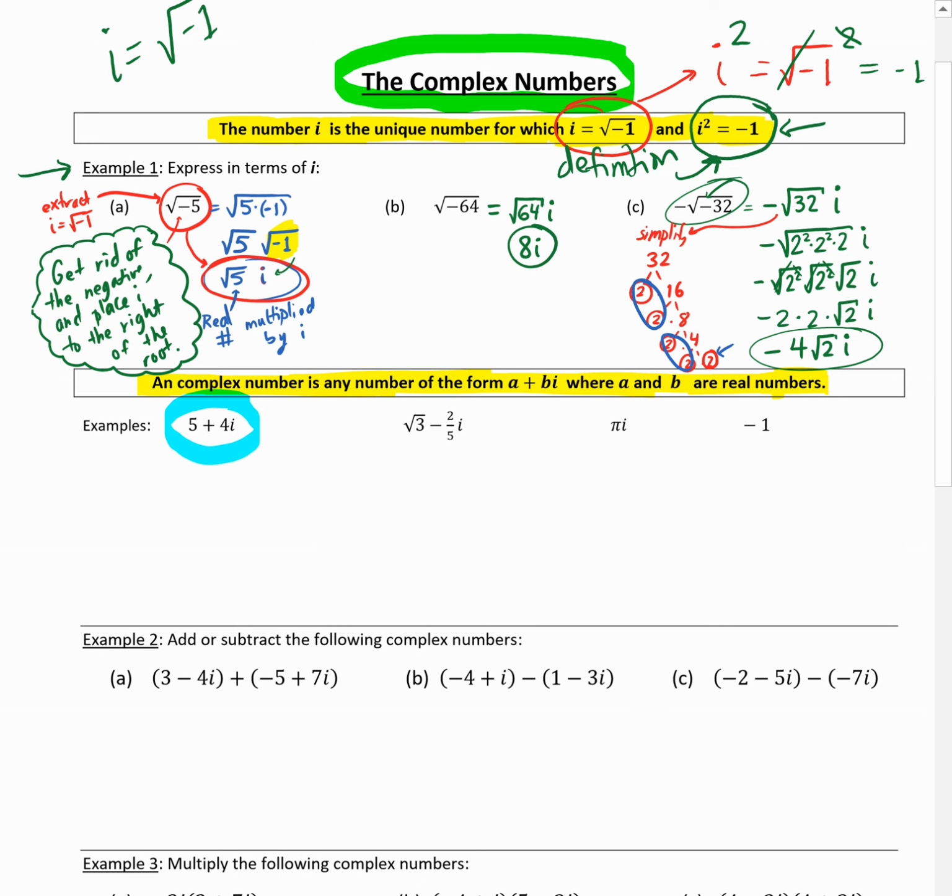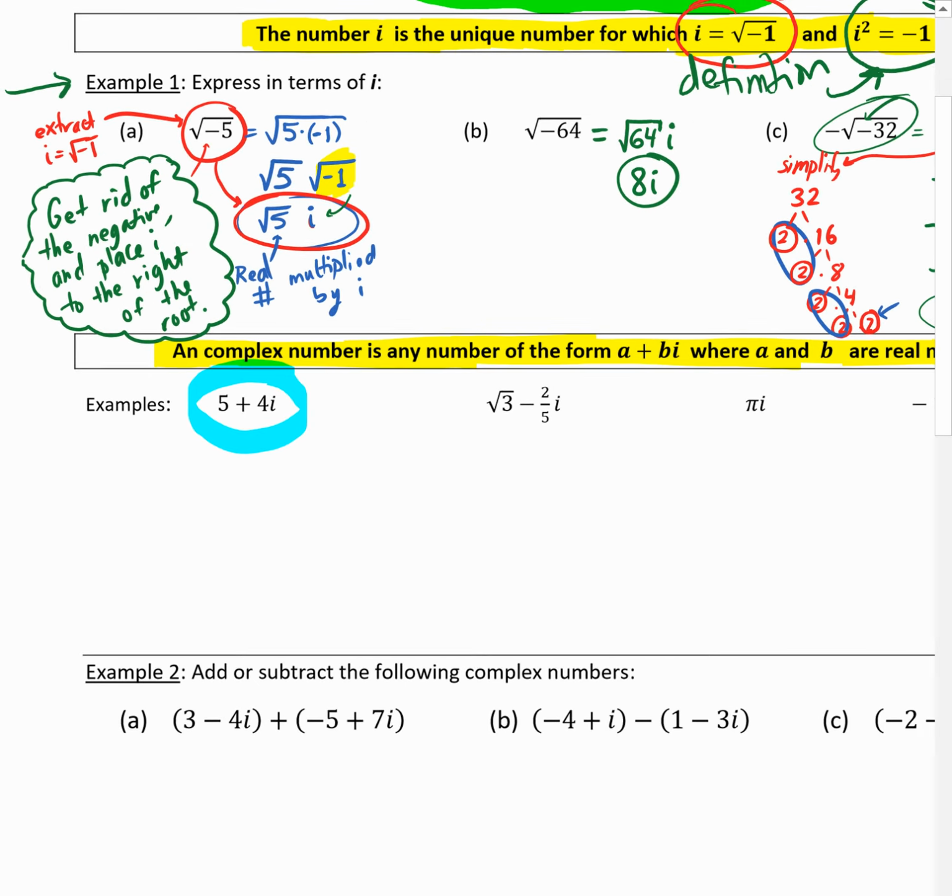Here's an example of a complex number, 5 plus 4i. So there, your a is what they call the real portion, because it's not next to i, and b is the imaginary portion because it is next to i. So here our 5 is the real part, and then the 4 must be the imaginary part.